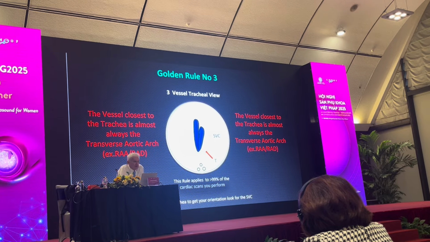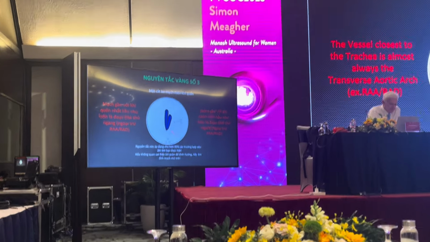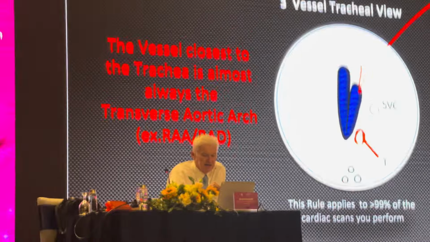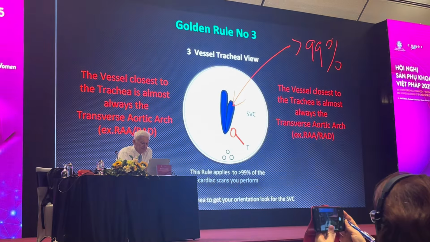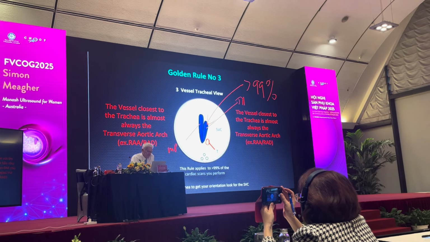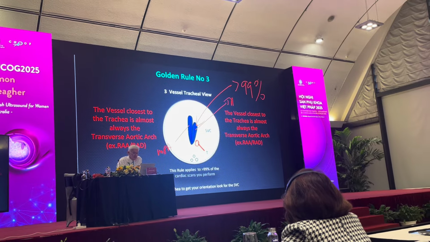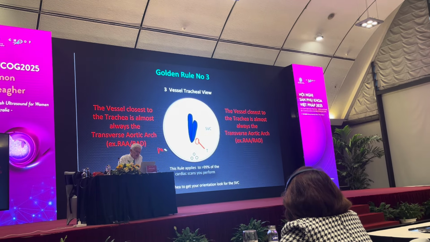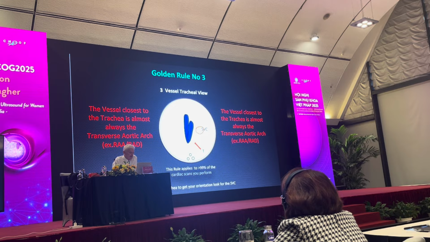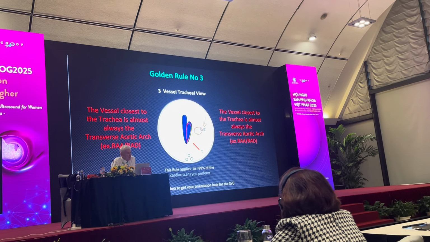This is golden rule number 3. If you look at the vessel that's closest to the trachea, it's almost always, greater than 99%, the transverse aorta. So this is the transverse aorta, and this is the main pulmonary artery. That's extremely helpful. Then you say to me, Simon, sometimes the trachea is very hard to see. I will say, okay, then take the SVC as second best. The vessel that's closest to the SVC will be the transverse aortic arch.